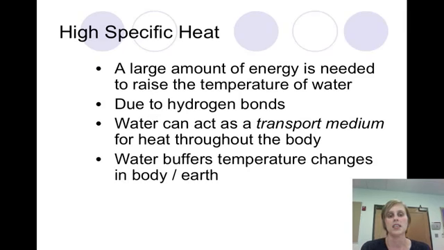High specific heat. This is the fact that water requires a large amount of energy to raise or lower the temperature of water. And it's also due to the hydrogen bonds. Water can act as a transport medium for heat throughout the body.